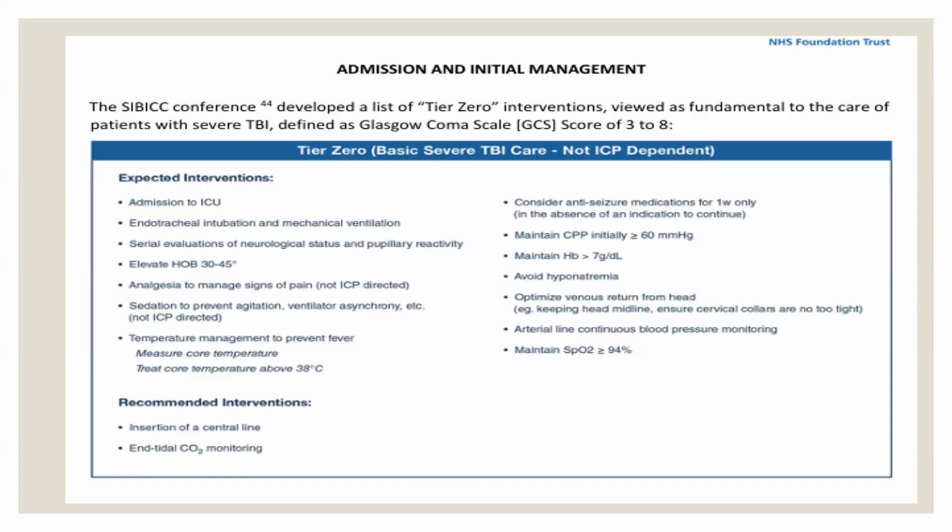Then recommended interventions are insertion of a central line, end-tidal CO2 monitoring, consider anti-seizure medication, maintain cerebral perfusion pressure more than or equal to 60, maintain hemoglobin of more than 7, avoid hyponatremia, optimize venous return, arterial line continuous blood pressure monitoring, and maintain saturation more than 90.